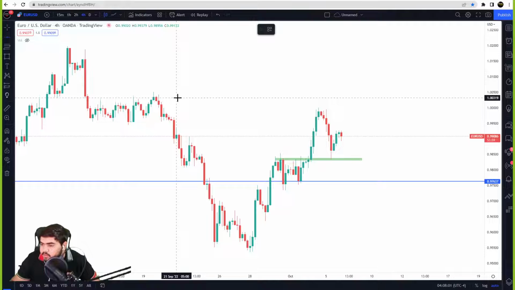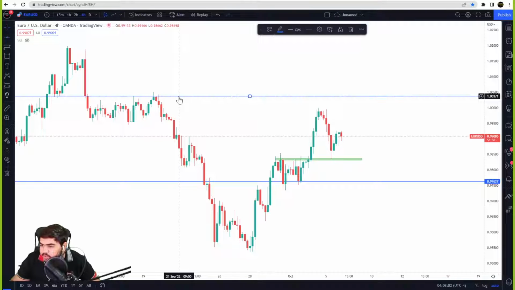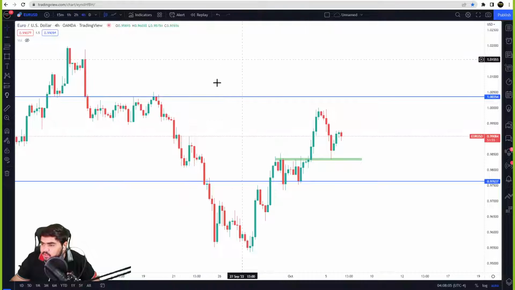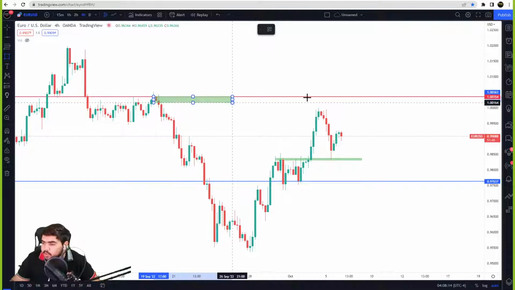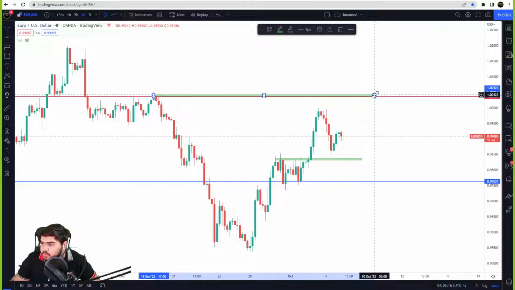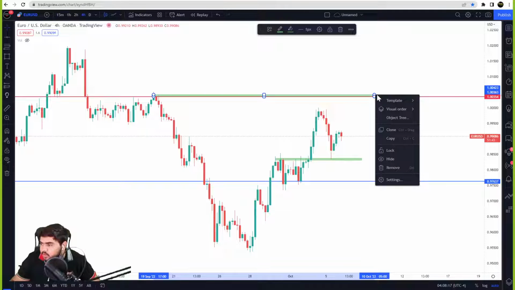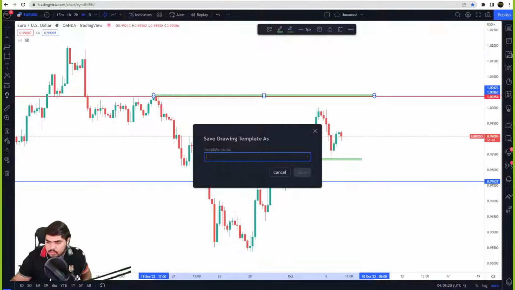And then we have this area of resistance right here. I would be interested in selling trades for a shorter term retracement of 30 to 50 pips around this area. This is, let me just save this as a support.